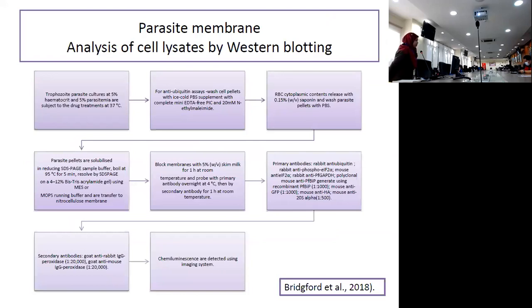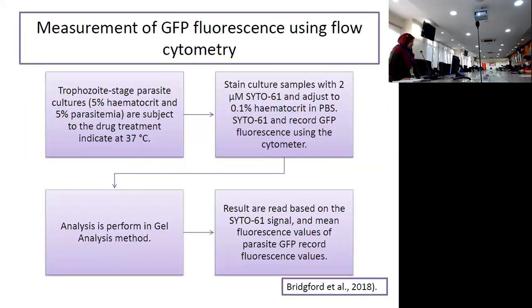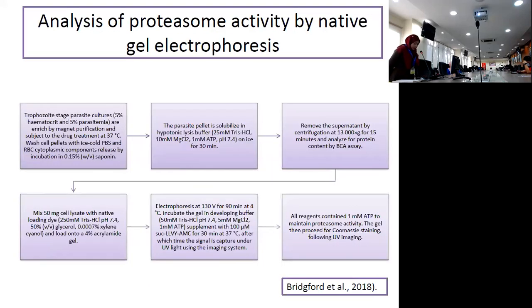So first, I'm going to analyze the cell lysate by the Western blot protein synthesis assay, analysis of the ubiquitin activity by gel electrophoresis, and also measurement of the GFP fluorescence using flow cytometry. So why I'm using both cell lysate and also ubiquitin analysis is to identify the number of potential targets, whether it includes the protein itself or the ubiquitinating enzyme that attaches the ubiquitin to it.